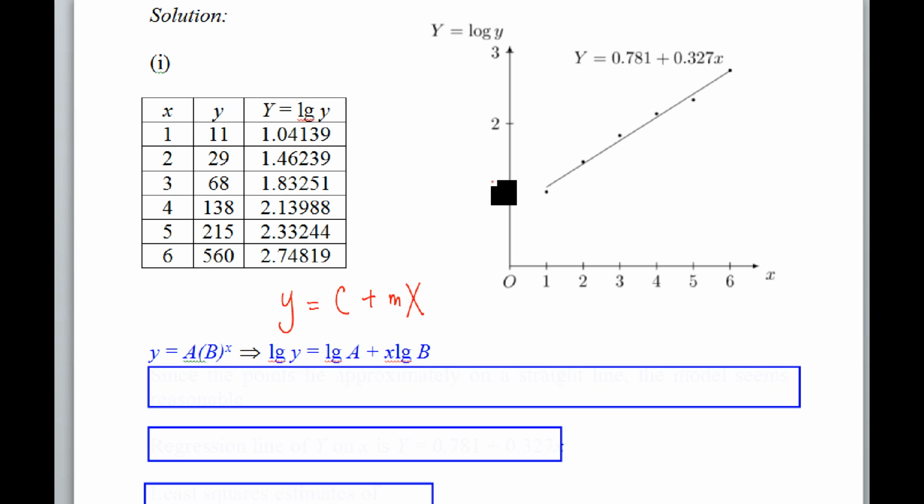And you have already done this bit. Yes? And it's possible for you to find the regression line. This one is from GC, no big deal. Before that, sorry, let me do this first.